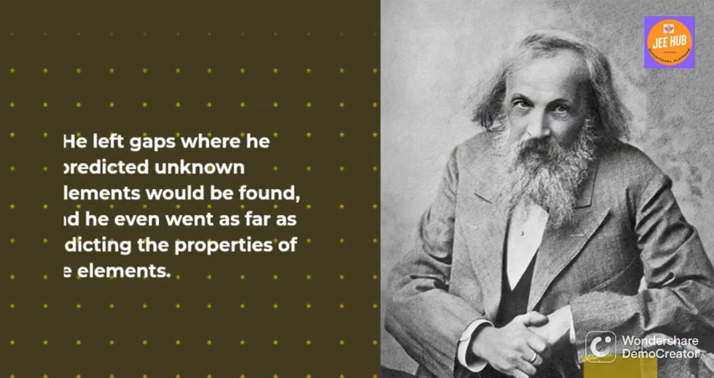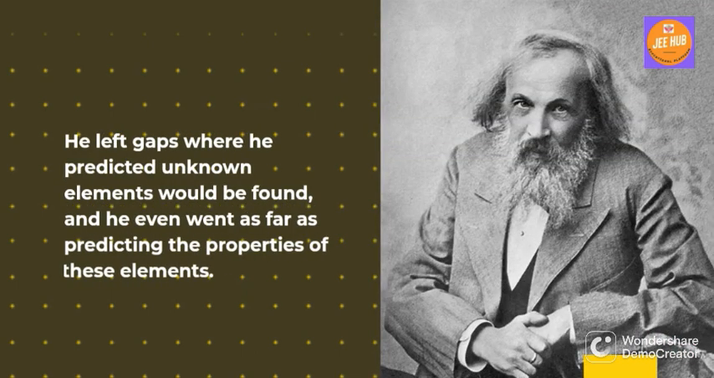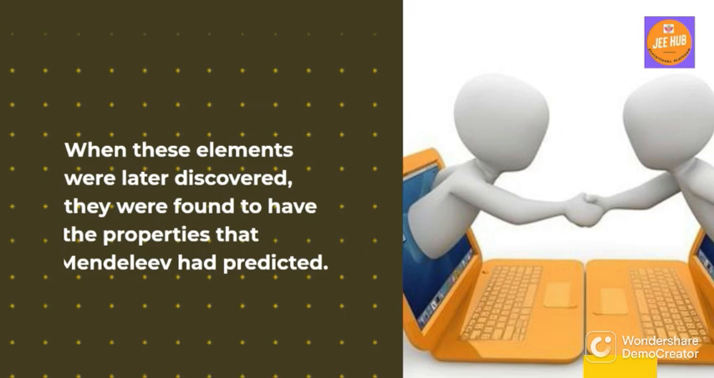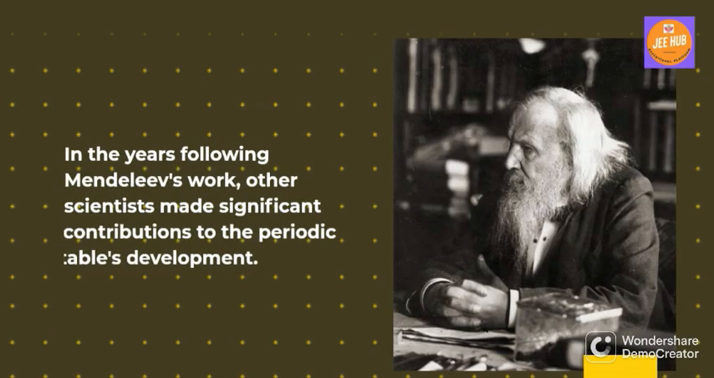He left gaps where he predicted unknown elements would be found, and he even went as far as predicting the properties of these elements. When these elements were later discovered, they were found to have the properties that Mendeleev had predicted. In the years following Mendeleev's work, other scientists made significant contributions to the periodic table's development.